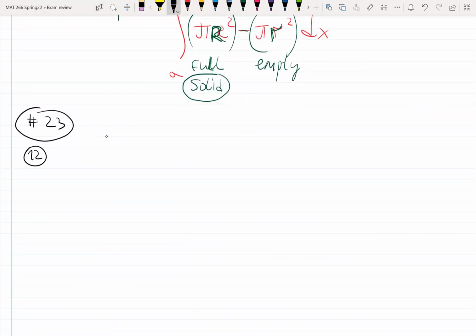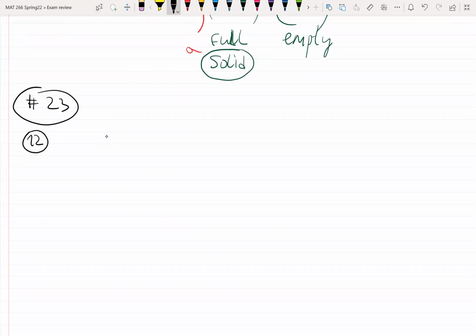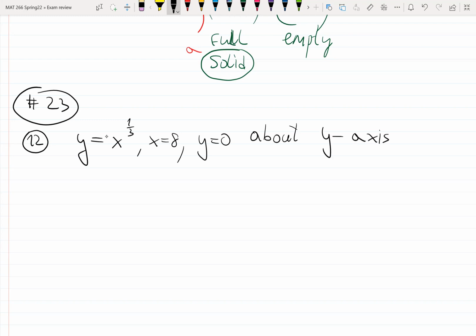Problem number 12. They say find the volume created by rotation of the area bounded by, right? So just learn how to read it fast. x to the 1/3, x equals 8, y equals 0. And now the new thing happening, which is different from the previous chapter: a rotation about what? Y-axis. Okay, what do we remember about this idea?